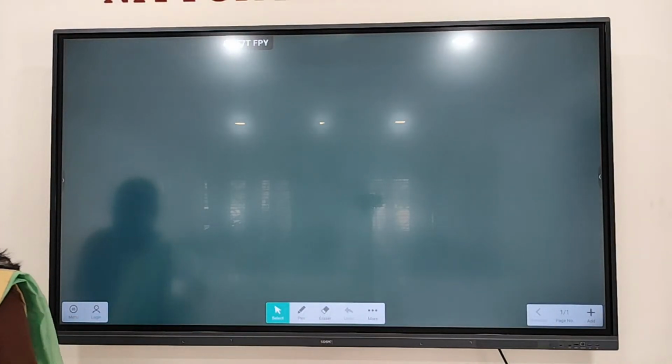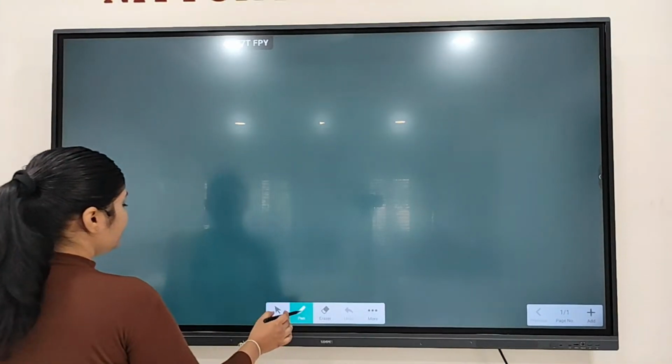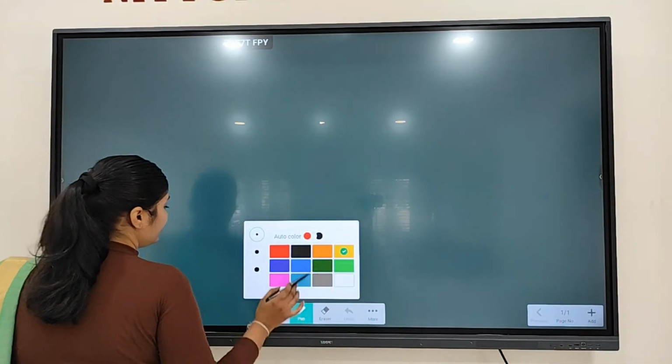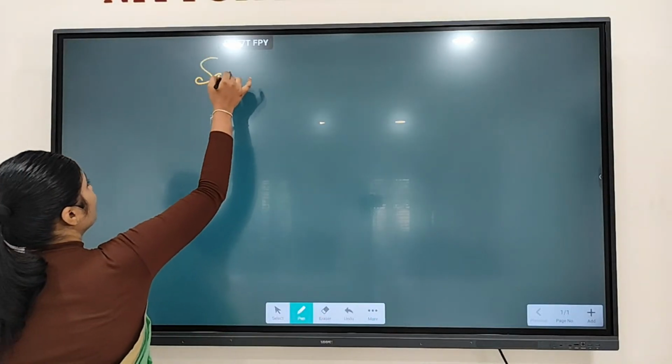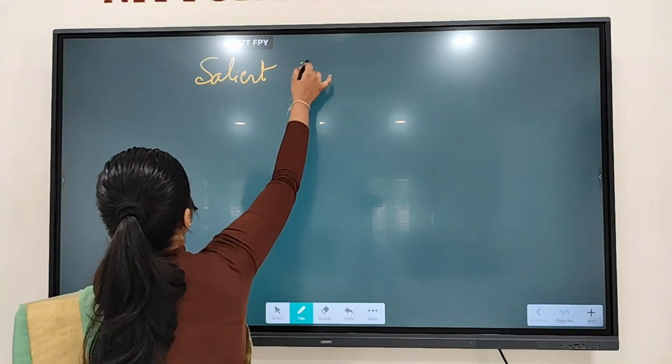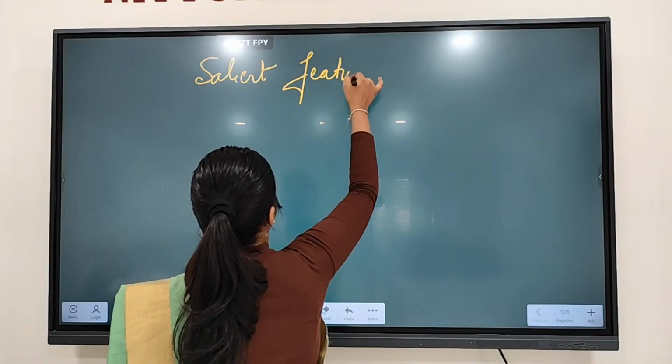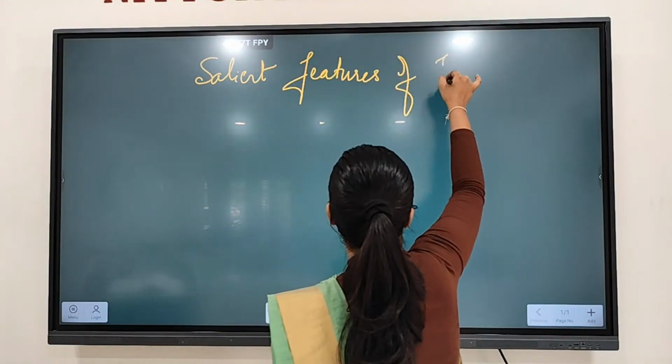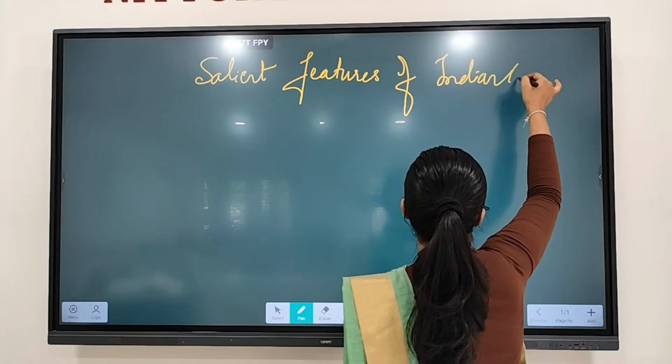Okay, next chapter. Salient features of the Indian Constitution.